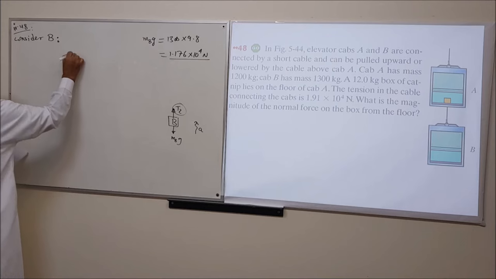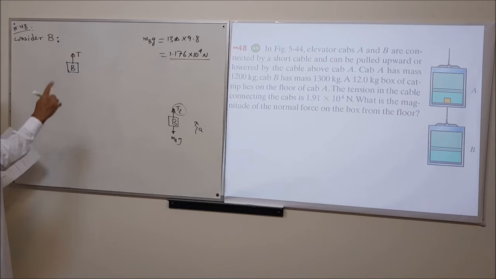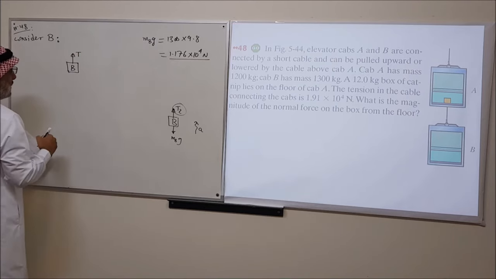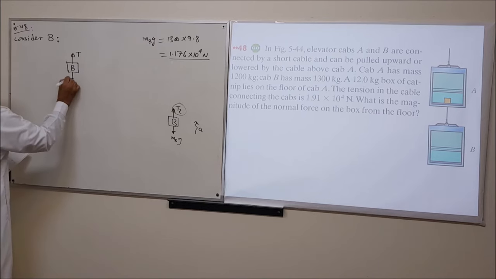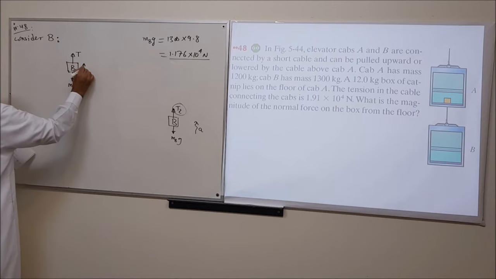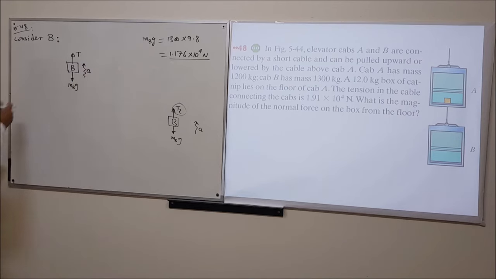The free-body diagram is the tension T in the cable between the two caps, and then we have its gravitational force, MB G. And we agree that the acceleration is upward. So now write Newton's second law for this. MB times A is equal to the net force, which is T minus MB multiplied by G. Divide by the mass, so the acceleration is T over MB minus G.